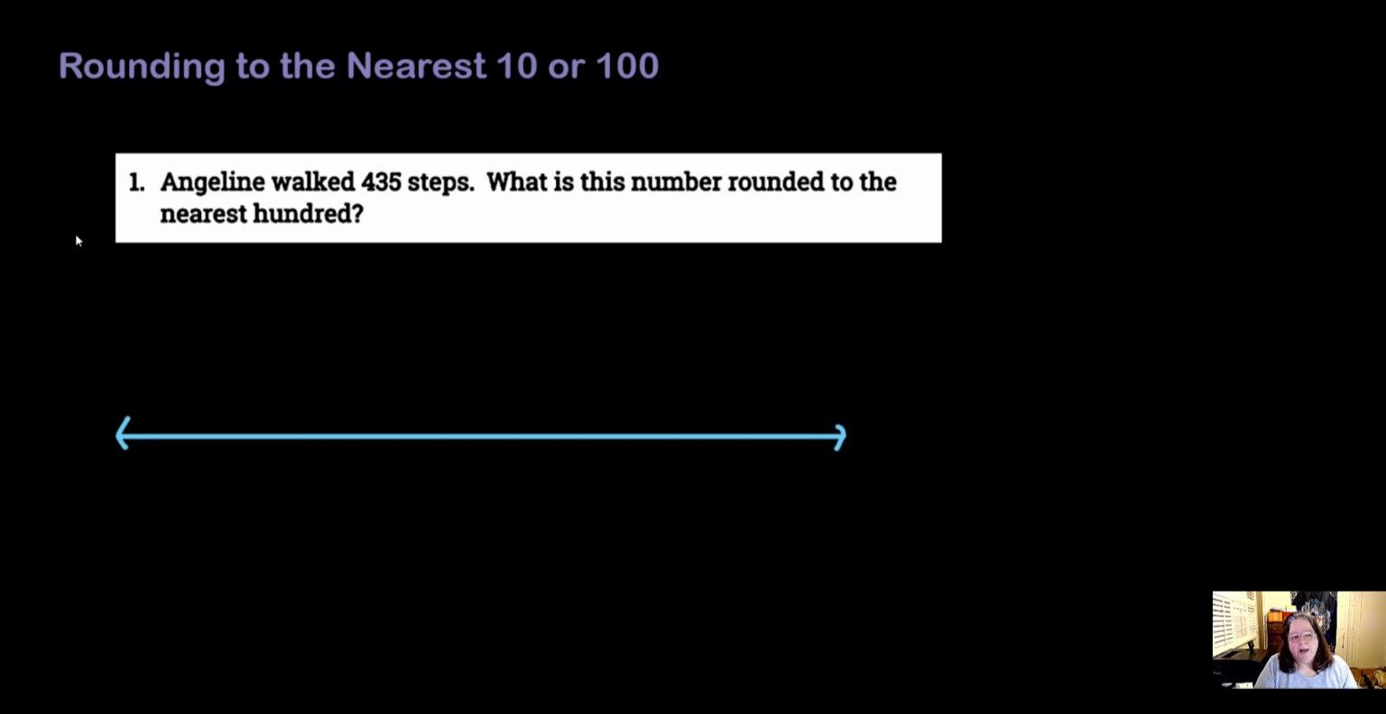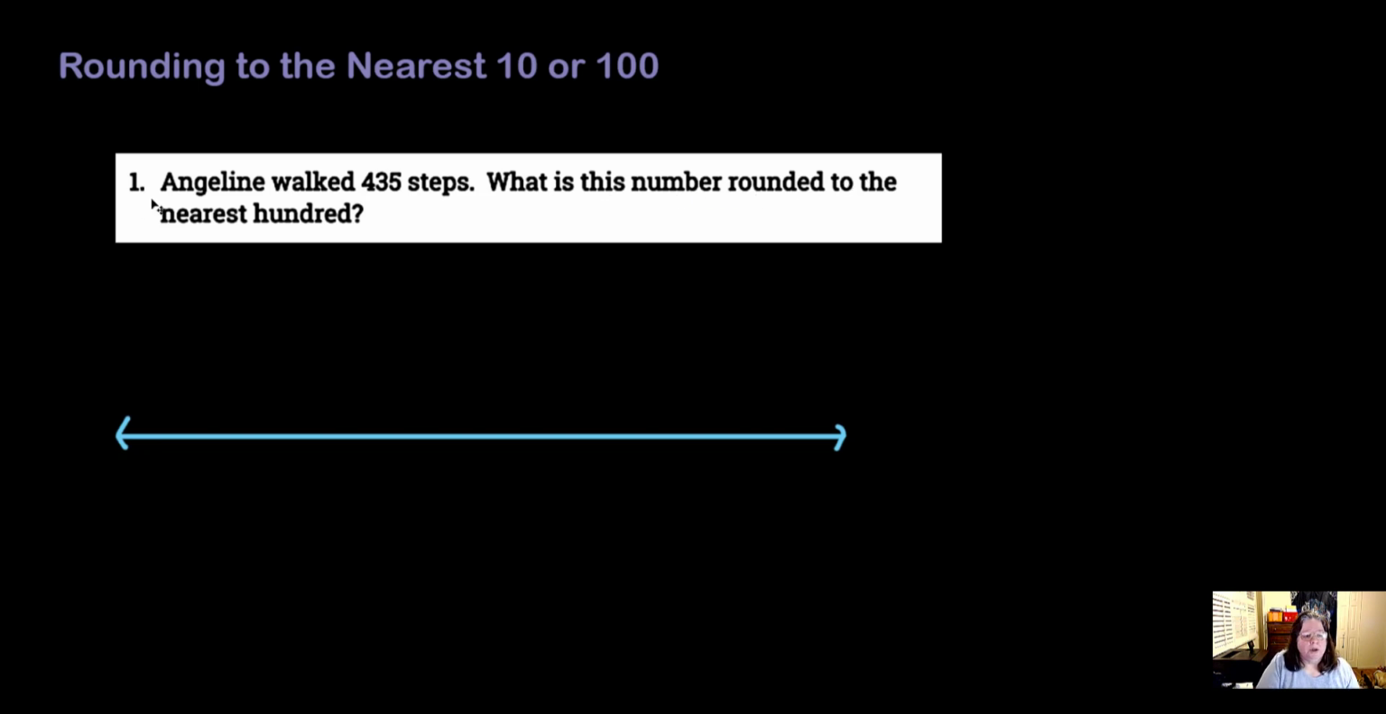Let's continue our lesson. We're throwing in a couple word problems. We're rounding to the nearest 10 or 100. Okay, here is our problem. Angeline walked 435 steps. What is this number rounded to the nearest 100?